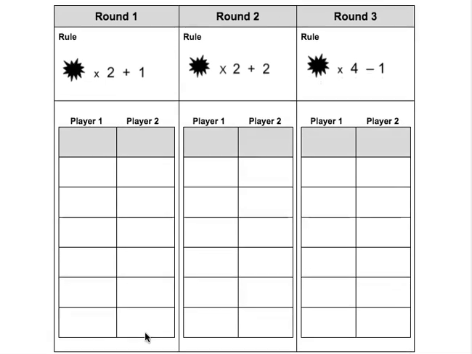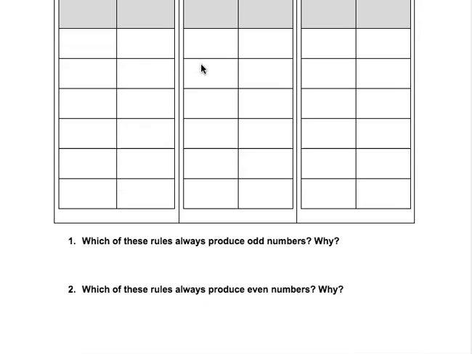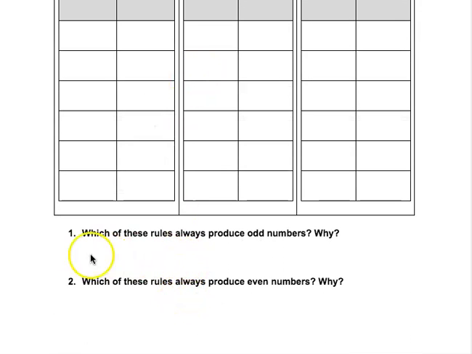Here is your recording sheet for the 3 different rounds. So the rule is already there for you. Your job is to roll the 2 dice to get what your splat icon is worth. And then don't forget to answer these 2 questions at the bottom. We're really focusing on how come sometimes we get odd numbers, and how come sometimes we get even numbers. So this is really important for you to take your time with and analyze all the work up here to see what patterns you're noticing. Good luck.